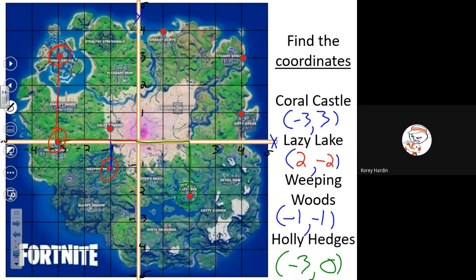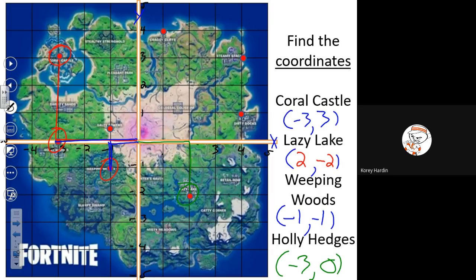All right. If I'm trying to find Weeping Woods, what I'm going to do, I'm going to go -1, -1. So left 1, down 1. And then Holly Hedges, -3.